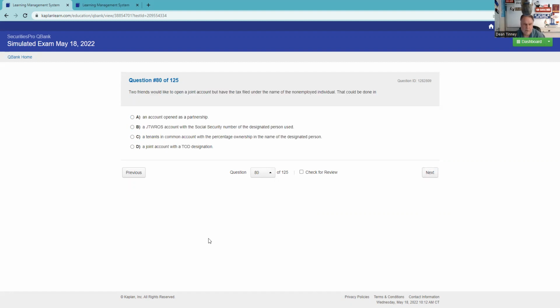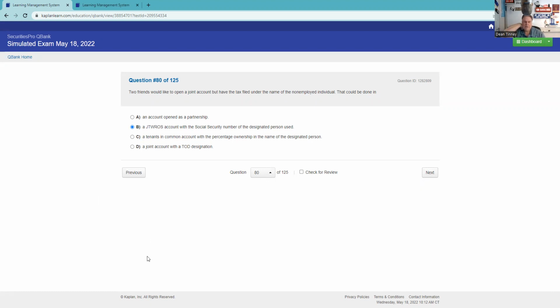Two friends would like to open a joint account, but have the tax filed under the name of the non-employed individual. This could be done. This sounds kind of funky. I don't like the question personally, but I'm going to go for B. Ideally, I would have both there, but I'll go for B and see if I got that.